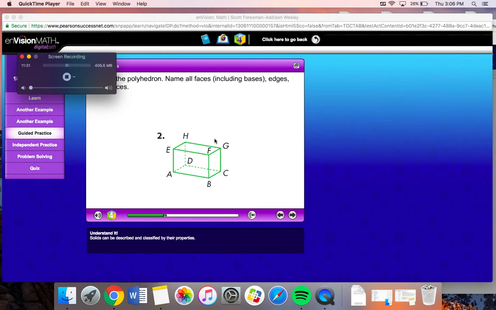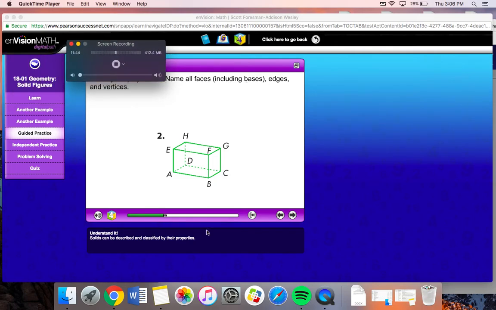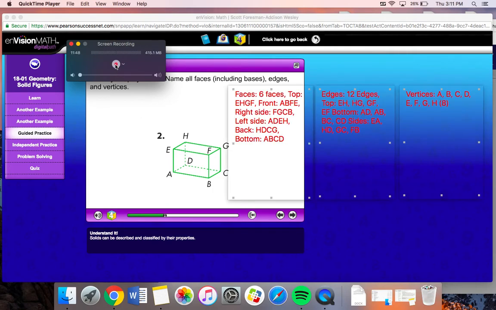All right, I'm going to give you time now to try to draw this rectangular prism. And I just gave you what to classify it as, but then name all the faces, edges, and vertices. I'm going to give you the answers in 5, 4, 3, 2, 1.